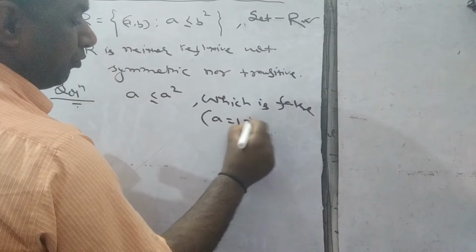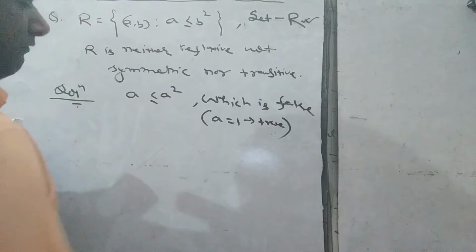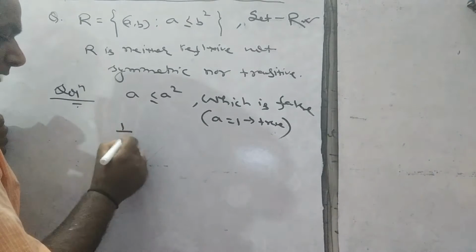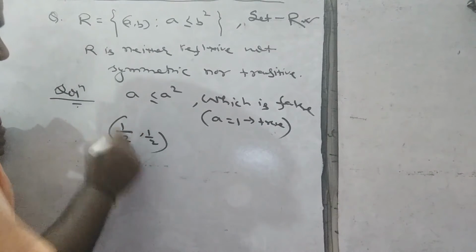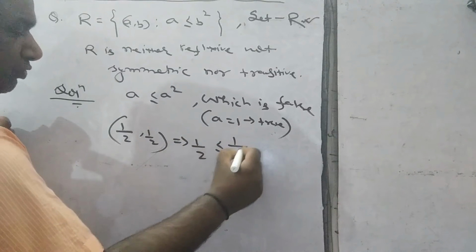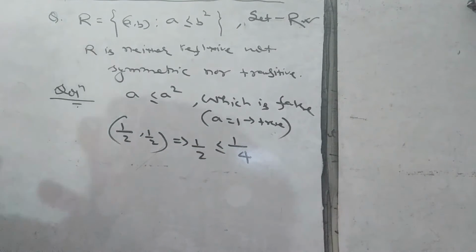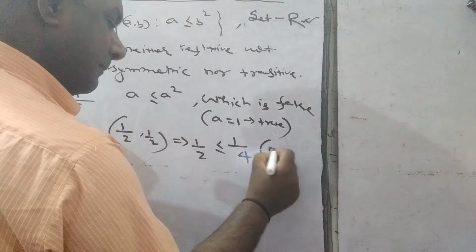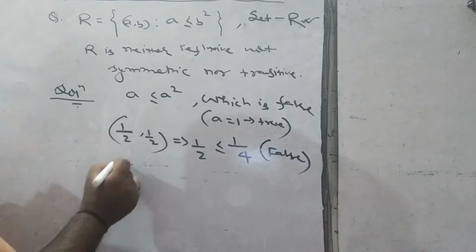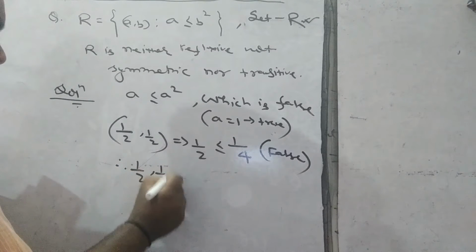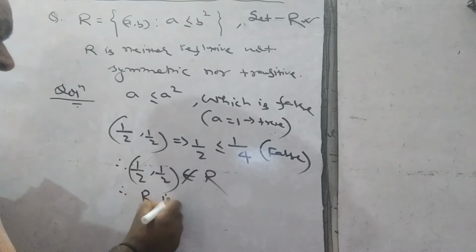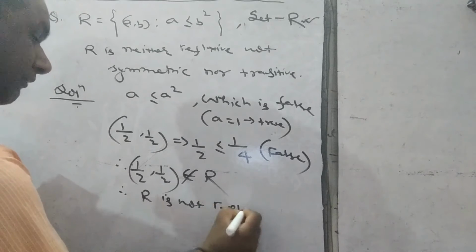It is true there. But apart from that, if I consider a fraction, suppose you take (1/2, 1/2), what happens? 1/2 is less than or equal to 1/4, which is false, because 1/2 is greater than 1/4. So therefore (1/2, 1/2) does not belong to R. Therefore R is not reflexive.